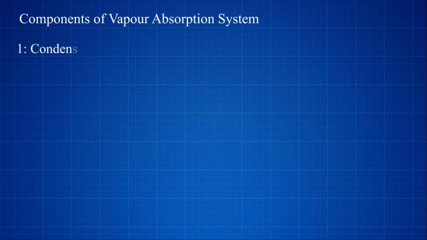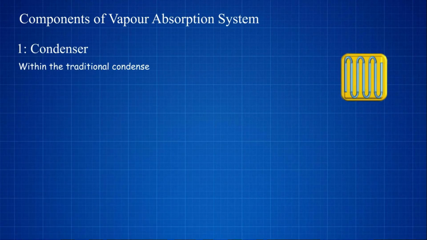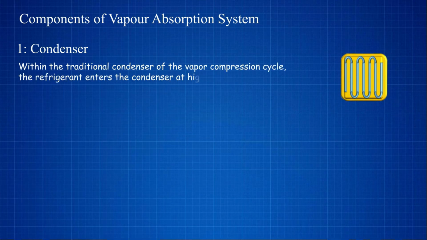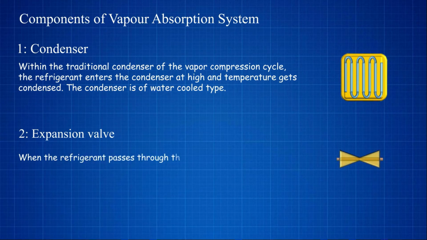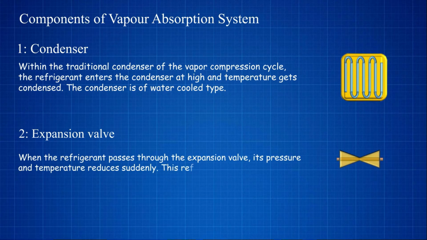1. Condenser. Within the traditional condenser of the vapor compression cycle, the refrigerant enters the condenser at high pressure and temperature and gets condensed. The condenser is of a water-cooled type. 2. Expansion valve. When the refrigerant passes through the expansion valve, its pressure and temperature reduce suddenly. This refrigerant, ammonia, then enters into the evaporator.